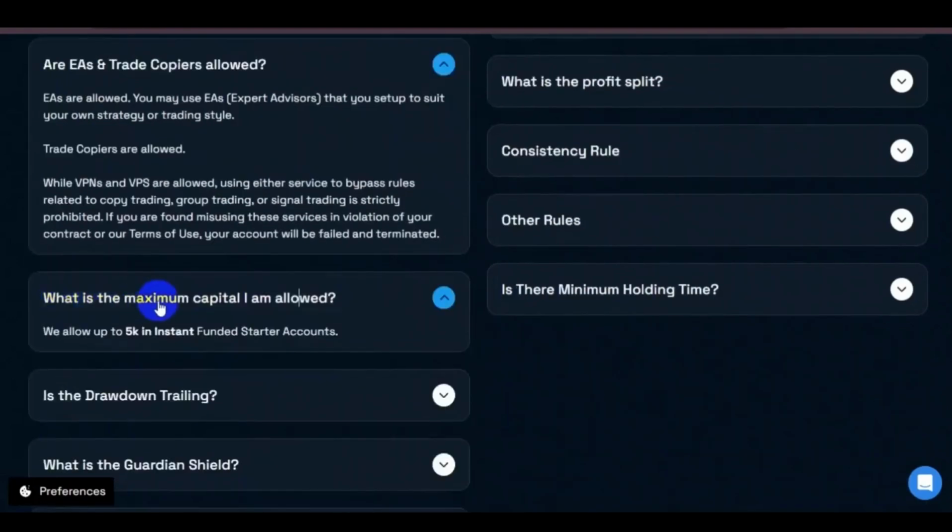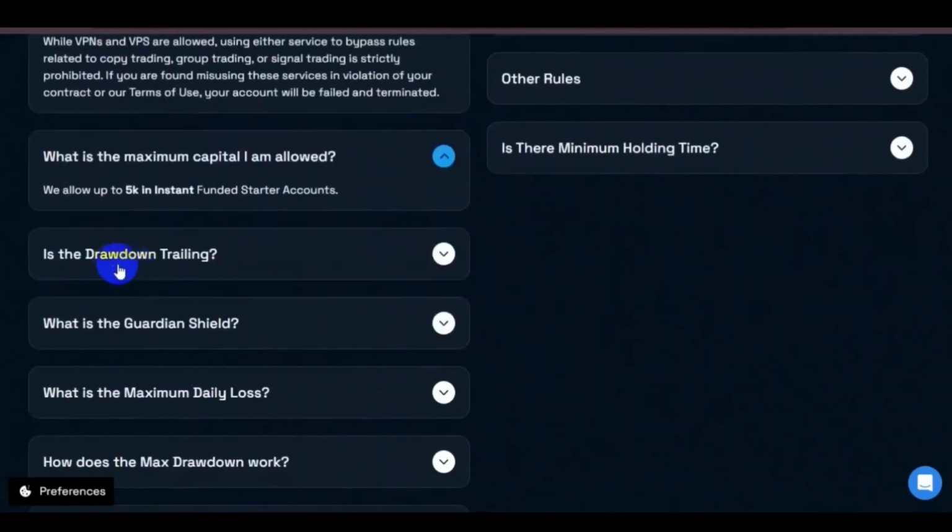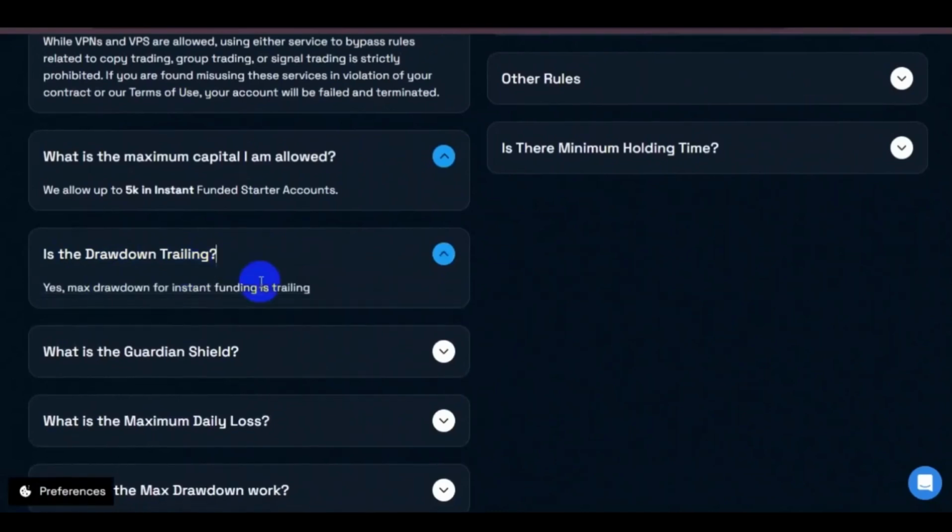EAs are allowed. What is the maximum capital allowed? They allow up to 5k instant funded account on their starter model, and if you want a bigger amount up to 400k, you may go with their standard model. Is the drawdown trailing? Yes, the instant funded drawdowns are trailing, standard and starter both.